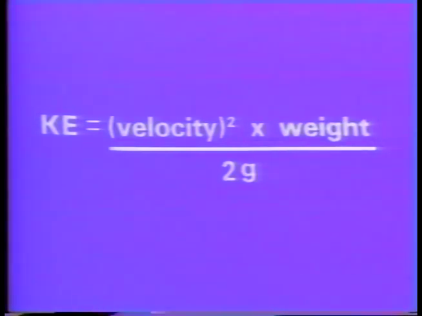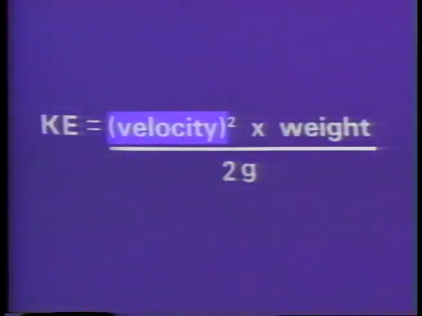Now, there are two factors that affect kinetic energy: velocity, or speed, and weight. That velocity is a factor shouldn't surprise you, since kinetic energy is defined as the energy possessed by moving objects. Later on, we'll find that the greater the velocity, the greater the kinetic energy. The weight of an object is determined by the gravitational forces of the Earth. As with velocity, the greater the weight, the greater the kinetic energy.